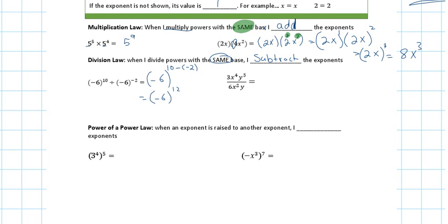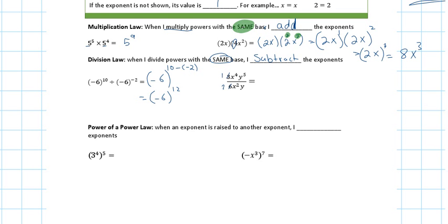Okay, next one. What do I do? Where do I start my simplification? The 3 and the 6, right? I can simplify the 3 and the 6. What's 3 divided by 6? 1 over 2, right? Because if I divide this by 3, that gives me 1. If I divide this by 3, it gives me 2. So it's 1 over 2. Good.